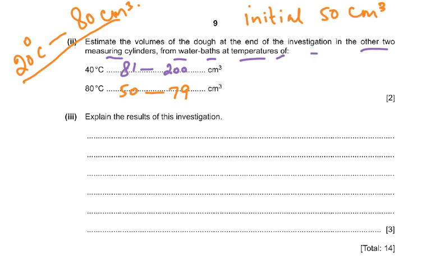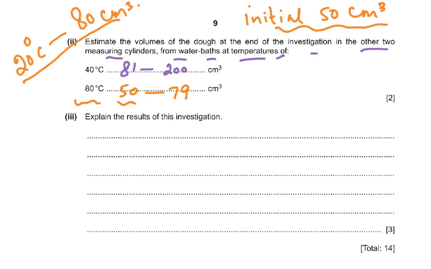So, they've allowed anything between 81. I would have said 90, or I would have said 100. I would have said much more than that. And then it says at 80 degrees Celsius. Now the initial volume was 50, that we've just seen. The initial volume was 50 cm cube.